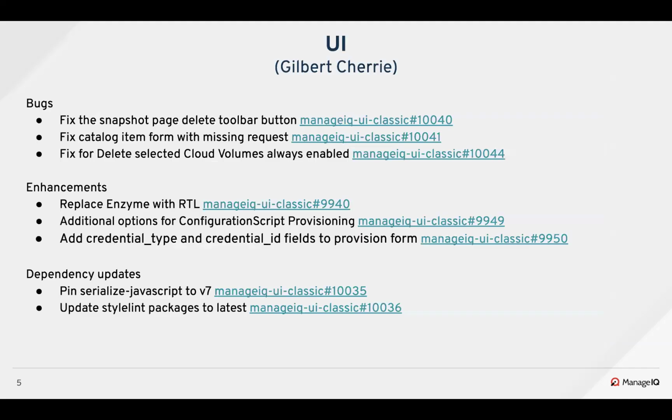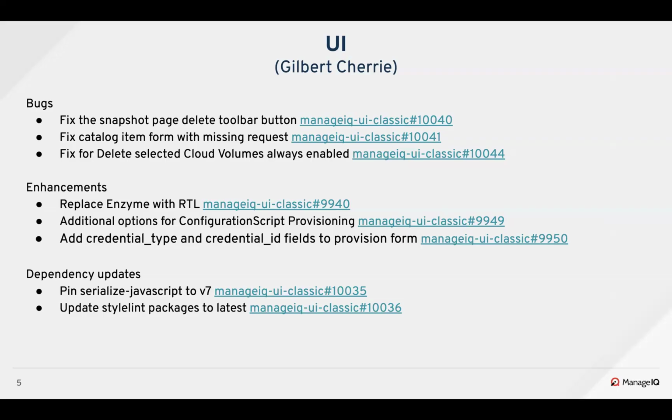Thanks, Jason. So for the UI, I fixed a bug with the snapshot page delete toolbar button. I also fixed a bug with the catalog item form for missing requests. Adam fixed a bug for the delete selected cloud volumes button always being enabled in the toolbar. For enhancements, I'll replace Enzyme with RTL, React Testing Library. Adam added additional options for configuration script provisioning, and Adam also added credential type and credential ID fields to the provision form.